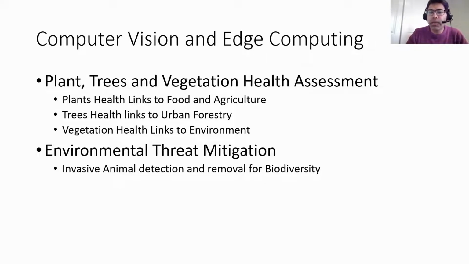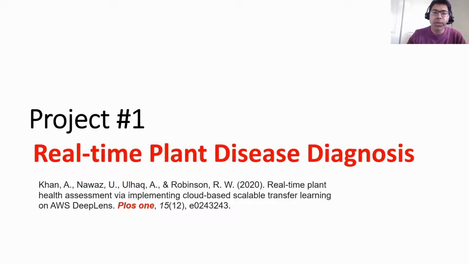We are also working on biodiversity, like how different invasive animals that are a threat to the environment can be detected, identified and removed. Similarly, with plants, like any plant diseases which are harmful to the environment, how can we detect them and keep our environment safe? There are some projects based on citizen science. Today I'm going to discuss 3 projects briefly, which are showcase projects for us.